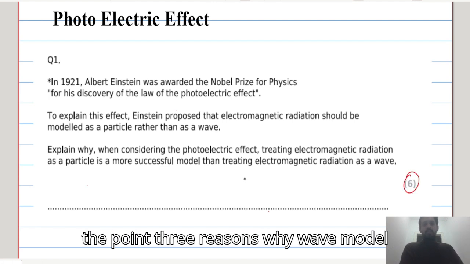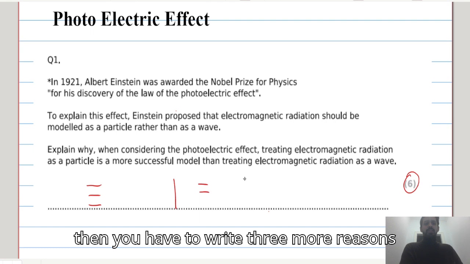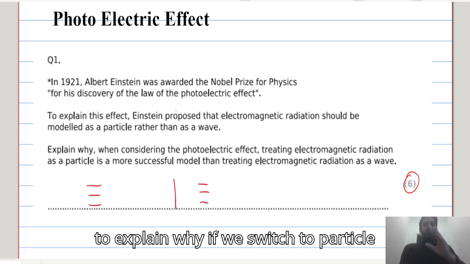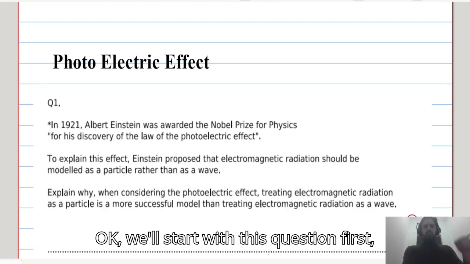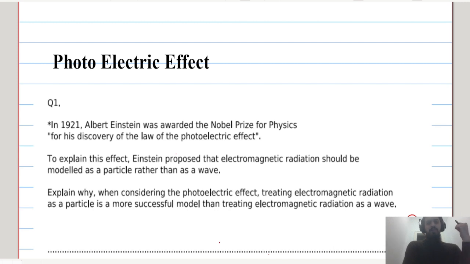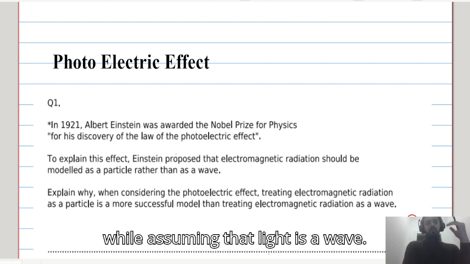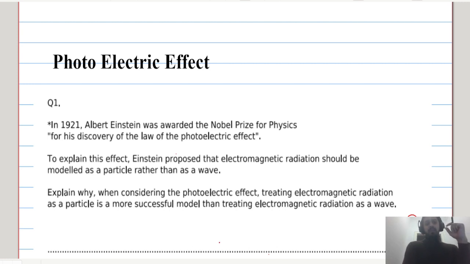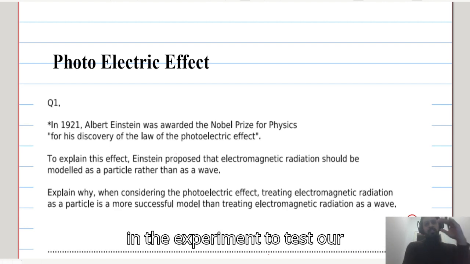You have to write to the point 3 reasons why wave model fails to explain the observations, and then you have to write 3 more reasons to explain why, if we switch to particle model of light, the same 3 observations are very easily explained. Okay, we'll start with this question first, because right now we don't even know what a photon is, right? We haven't discussed it. I'll try to explain the whole concept with 3 simple predictions while assuming that light is a wave. And then we will look at 3 observations in the experiment to test our predictions.